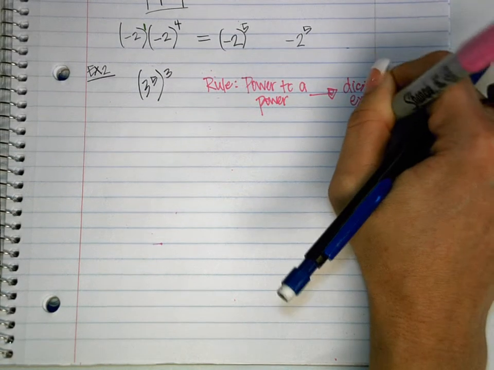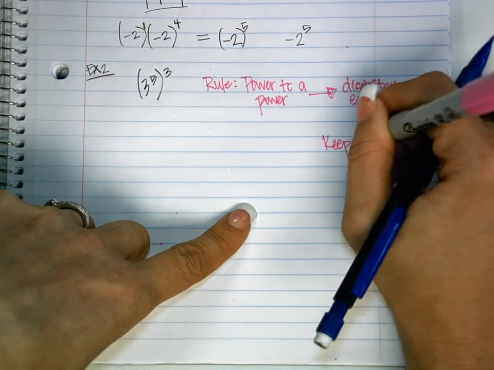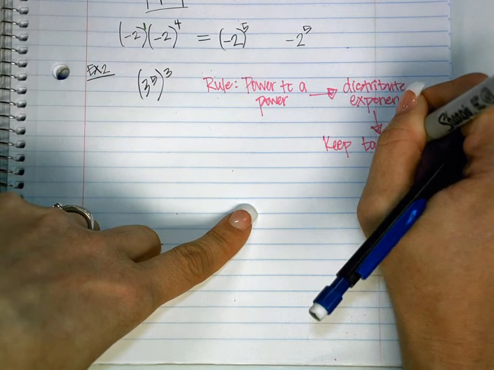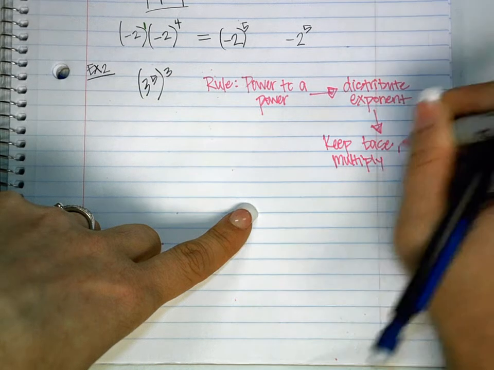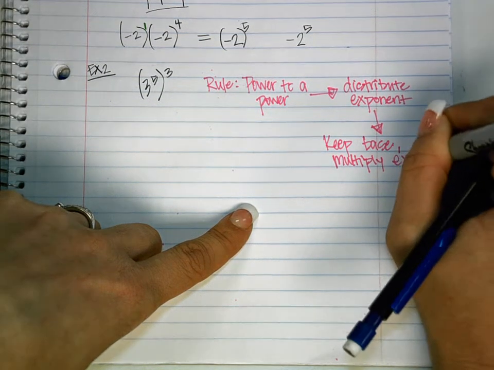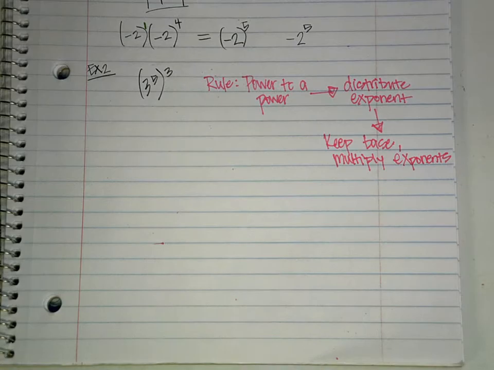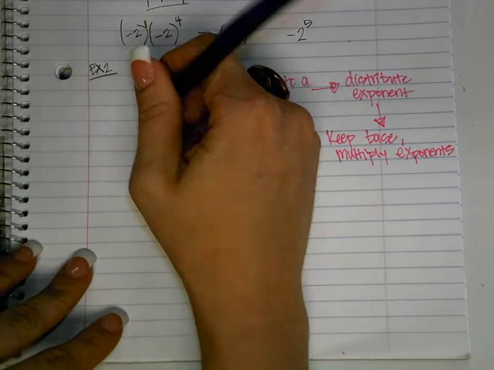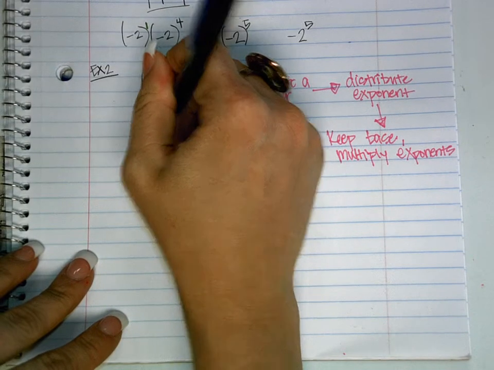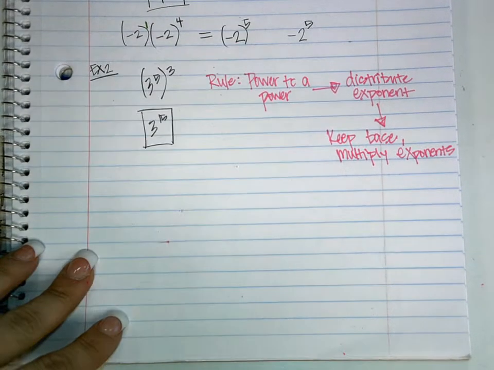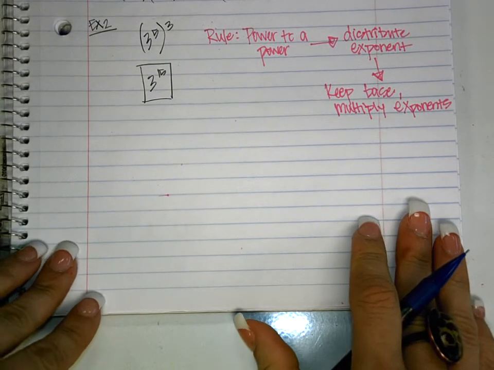And when you distribute the exponent, you keep the base the same, but multiply the exponents. So the base is still 3. 5 times 3 gives us an exponent of 15. And that's the answer that we're looking for. So 3 to the 15th power.